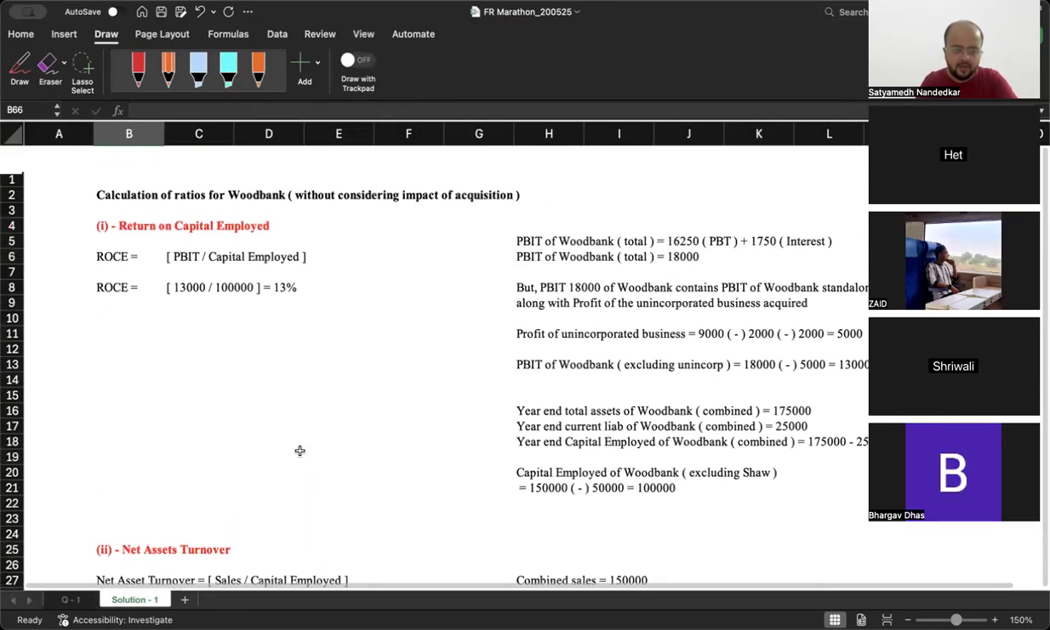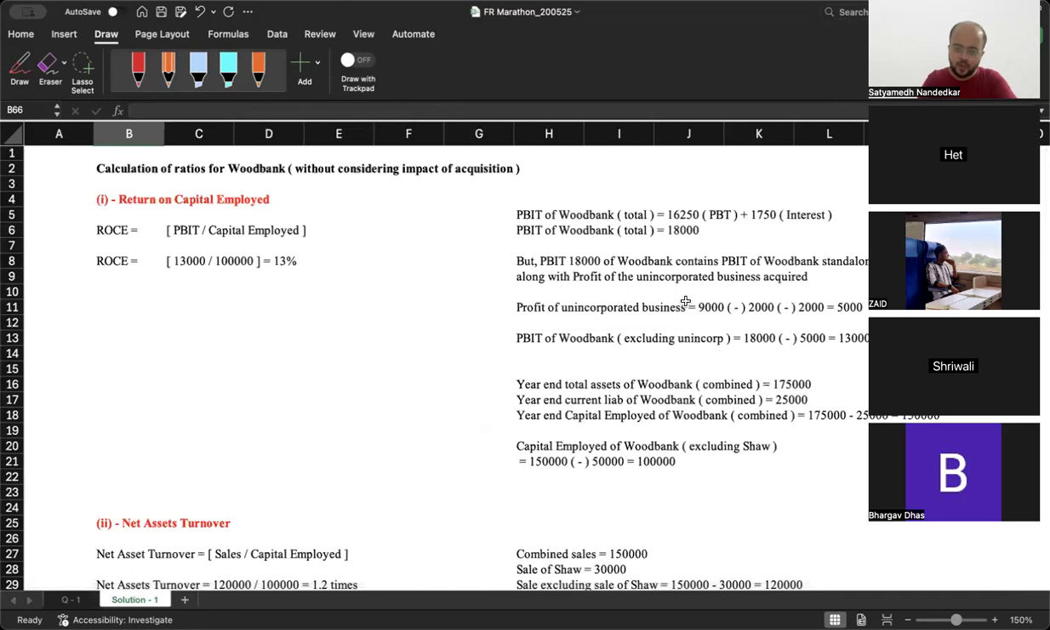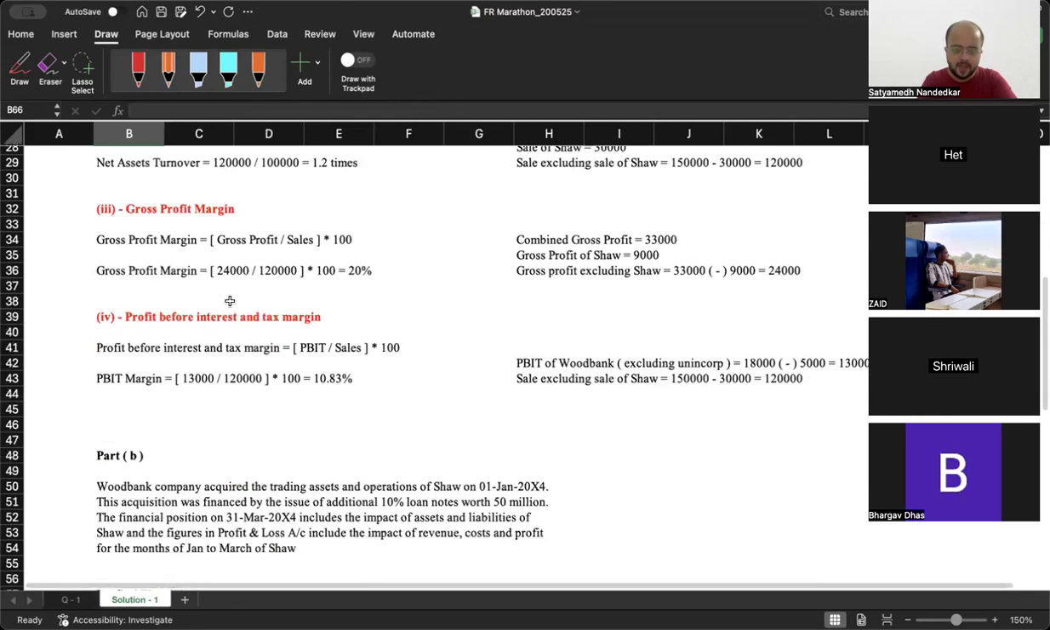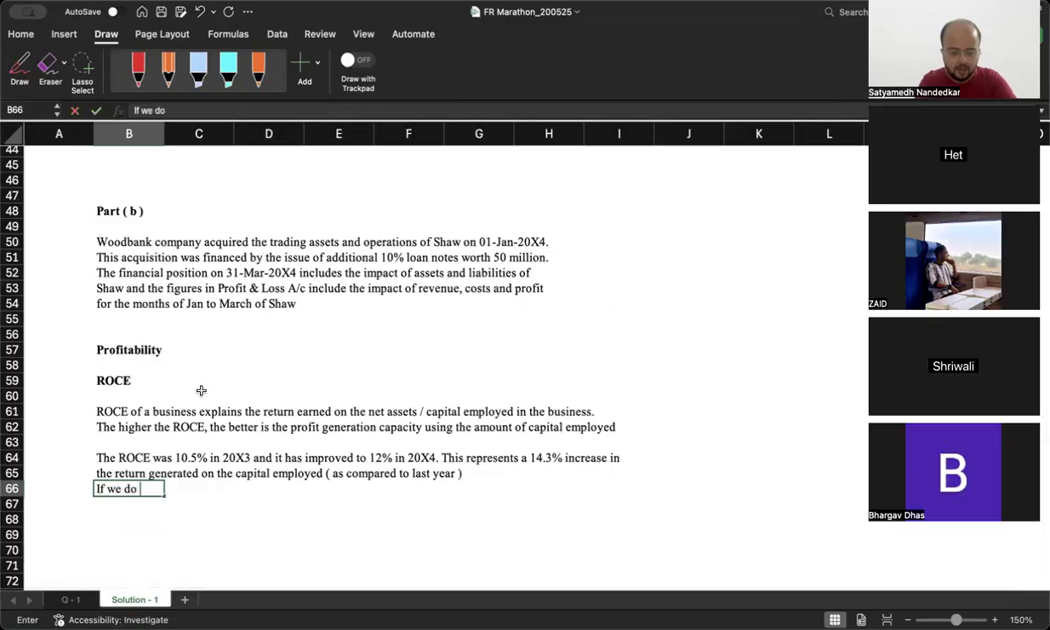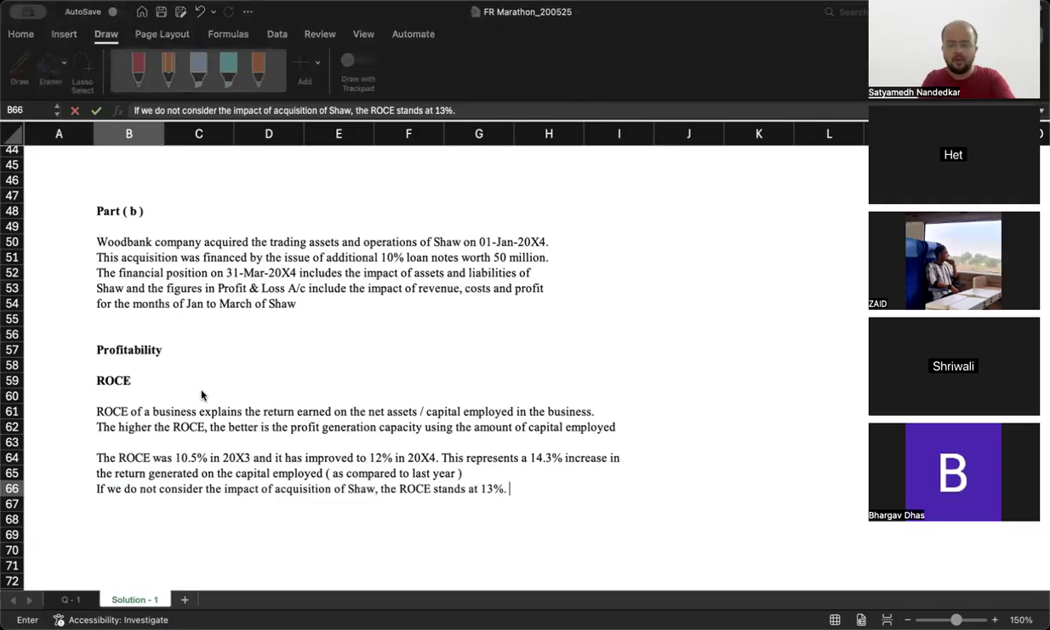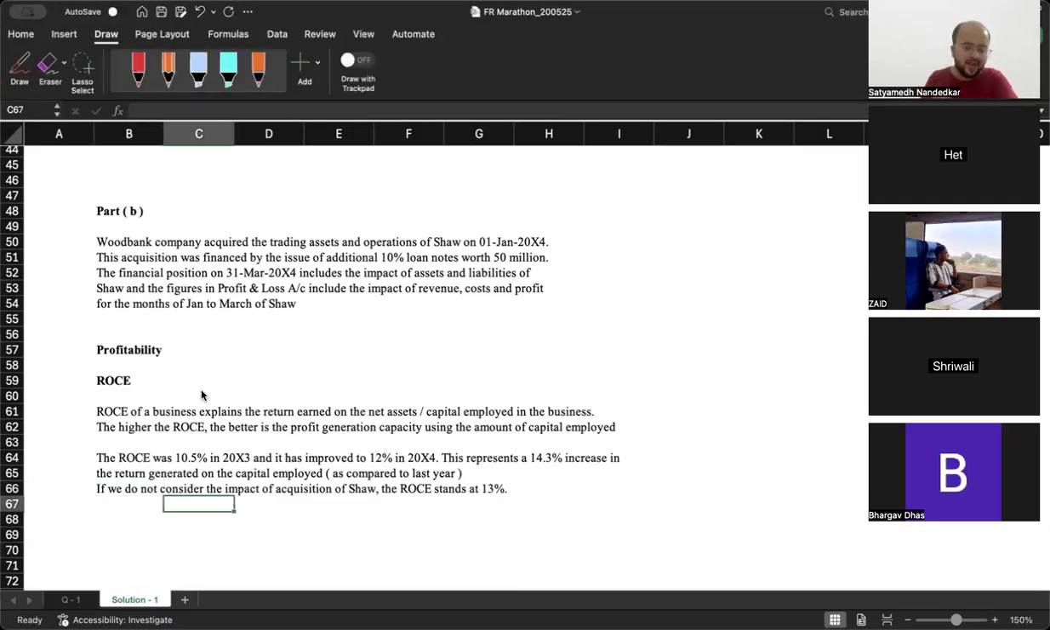Then one calculation that you have done is if you remove the impact of the acquisition of Wood Bank, the ROCE is 13%. If we do not consider the impact of acquisition of Shaw, the ROCE stands at 13%. ठीक है? यहां तक हमने सिर्फ फैक्ट स्टेट की है. Now you have to write one line of interpretation. What would that line of interpretation be?